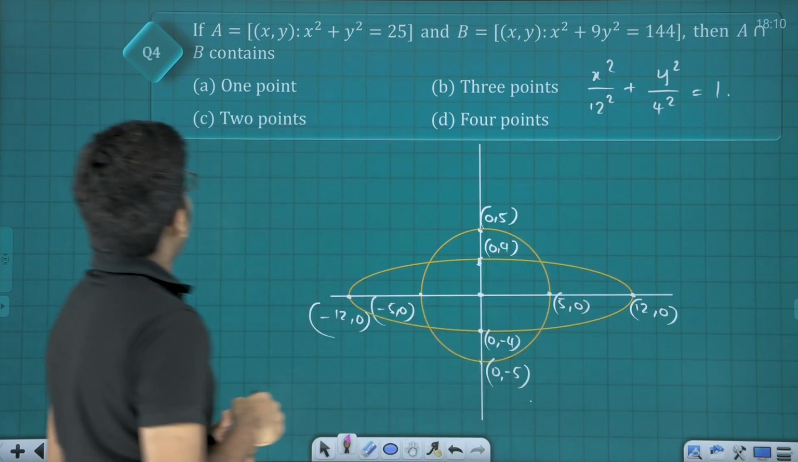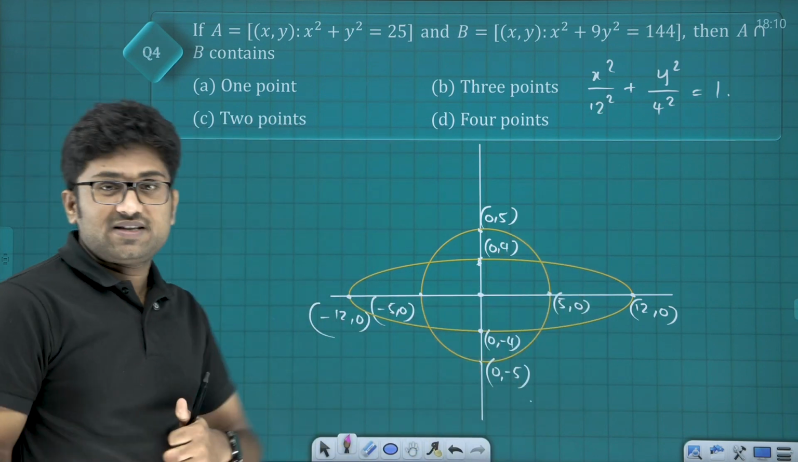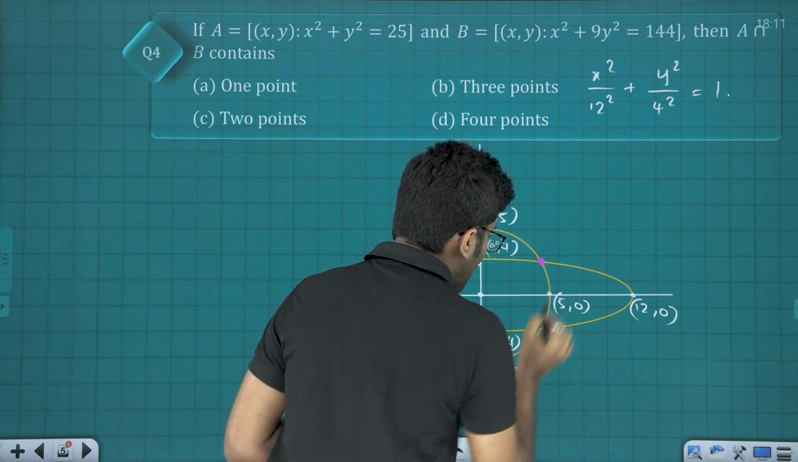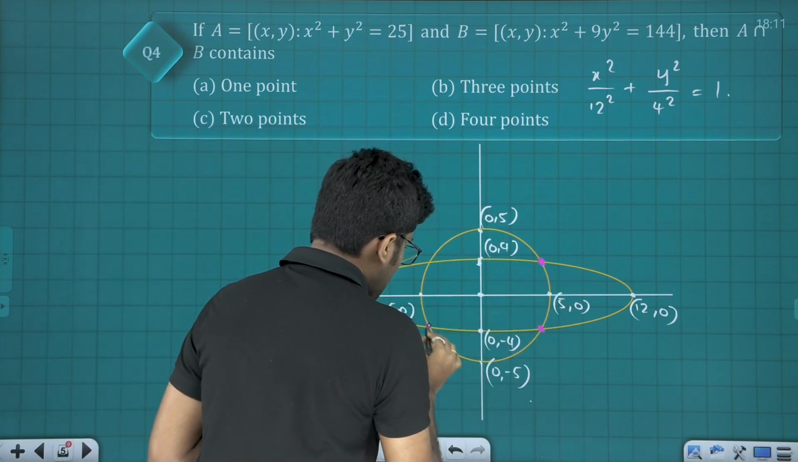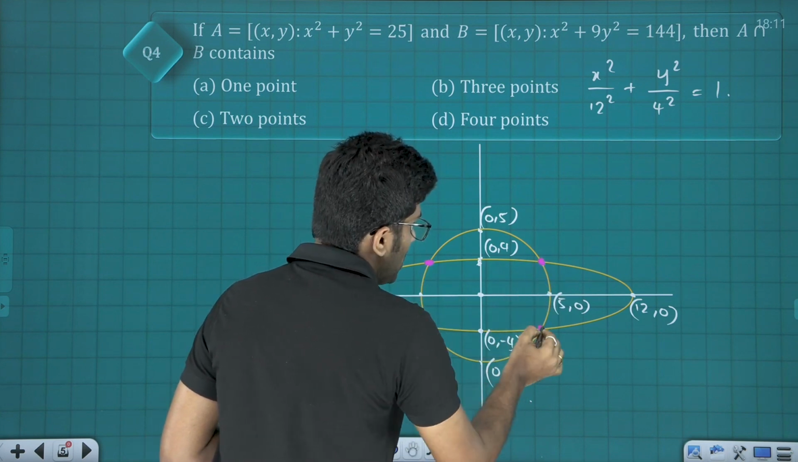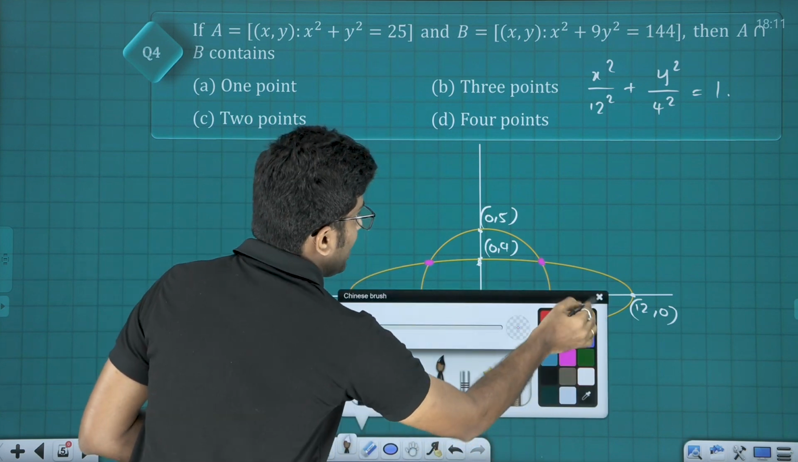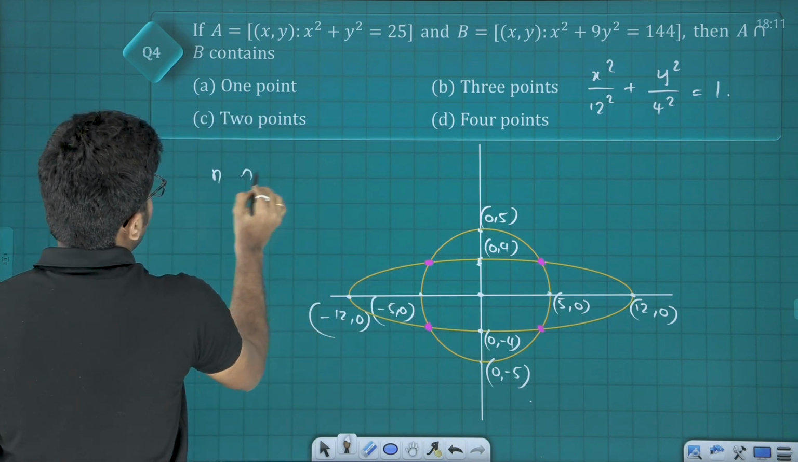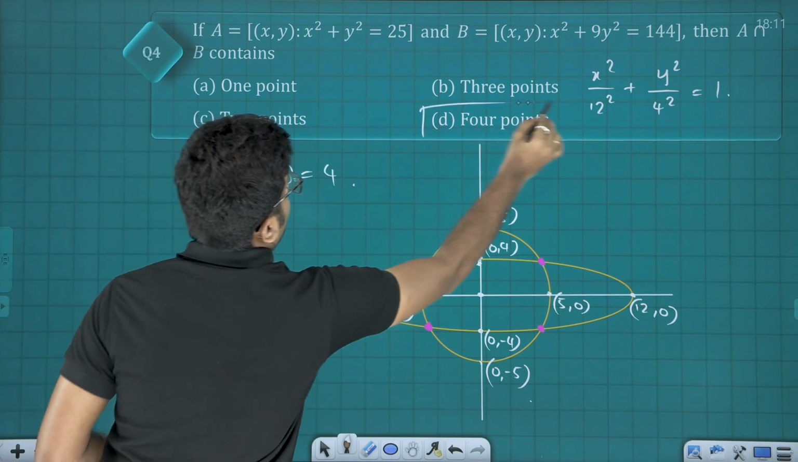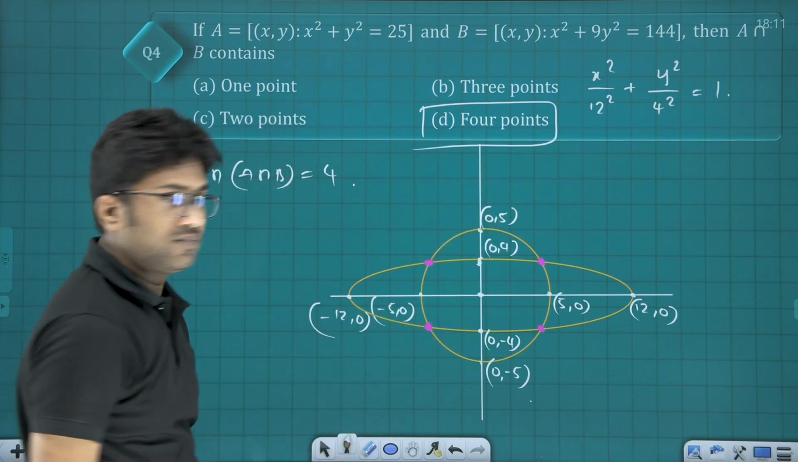Now friends, they are asking the number of elements in A intersection B. Clearly, A intersection B means common to them. See, 1, 2, 3, 4. So there are 4 elements in A intersection B. Therefore, the number of elements in A intersection B is equal to 4. Option D. Clear? Next question.